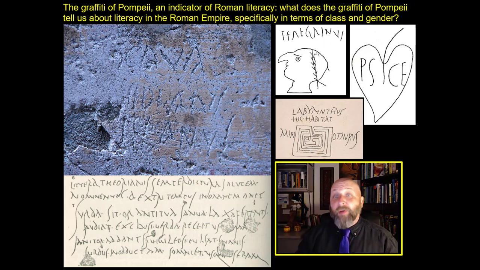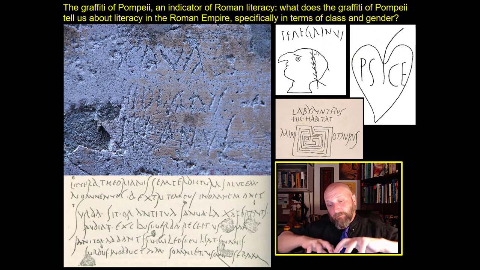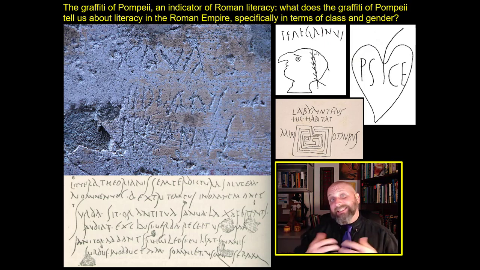What does the graffiti of Pompeii tell us about literacy in the Roman Empire, specifically in terms of class and gender? I'm going to show you a lot of the graffiti of Pompeii, and I want you to ask yourself, what's the occupation of the people who are writing the graffiti? Are these generals? Are these senators? Is this the elite of society? Or are these the everyday citizens, the low-born people, regular urban citizens of Pompeii itself?